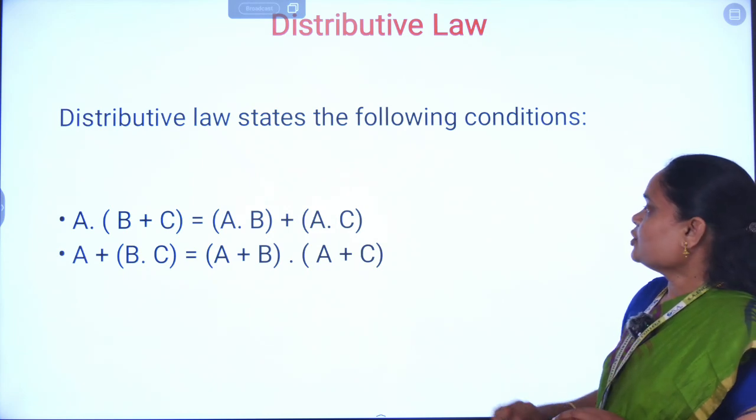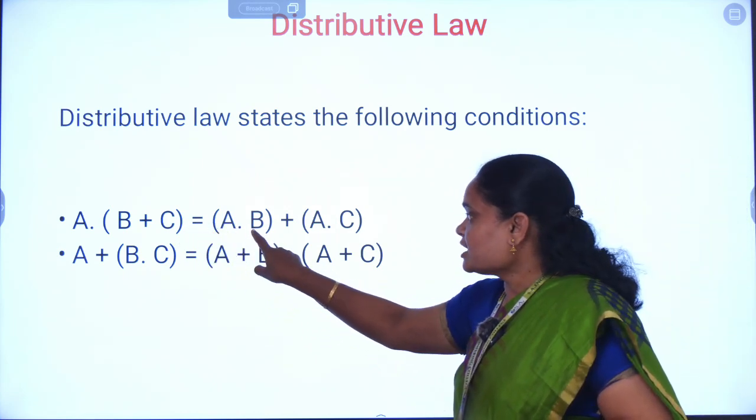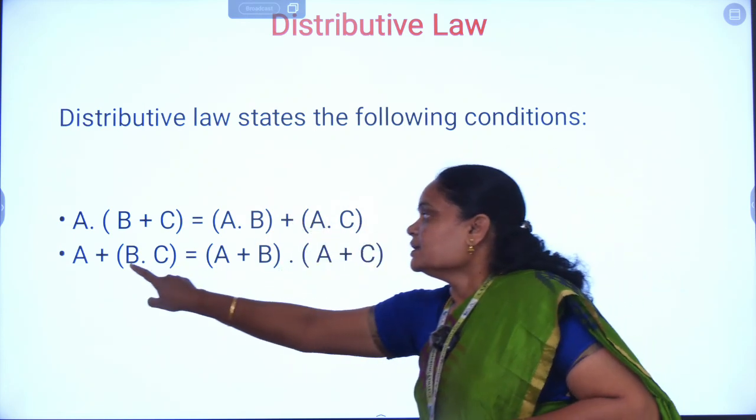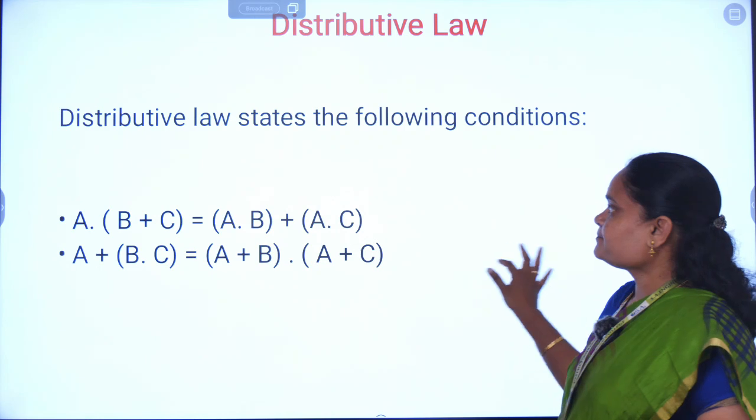Distributive law states the following conditions: A dot B plus C. Here the sign is changed. A dot B plus A dot C. A plus B dot C is equal to A plus B dot A plus C.